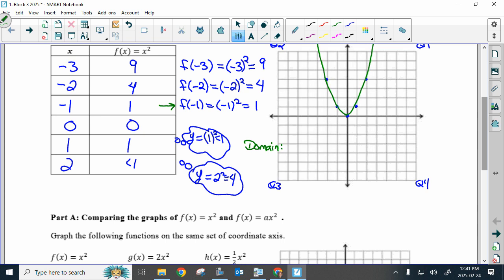Are there any limits on the x? So if the domain can keep spreading out forever, then I'm going to say x such that x is an element of the real number system. Done.